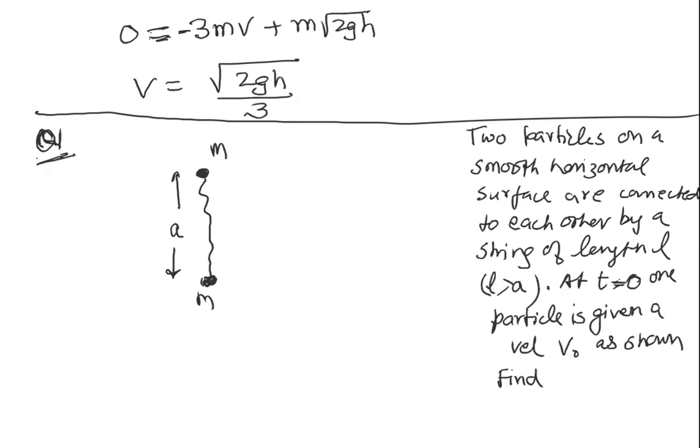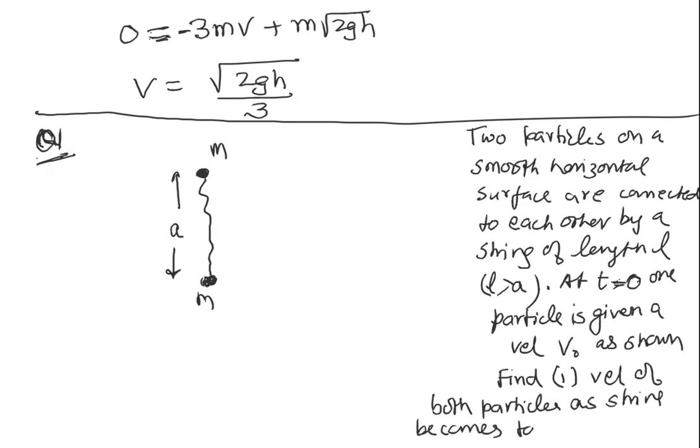Find number 1, velocity of both particles as string becomes taut. Oh. You do part 1 and then I'll tell you what is part 2.